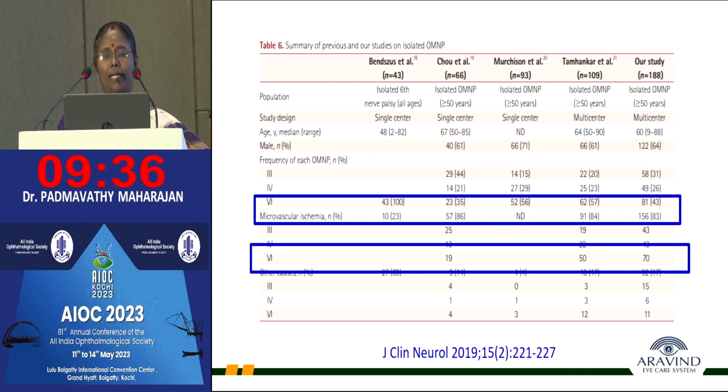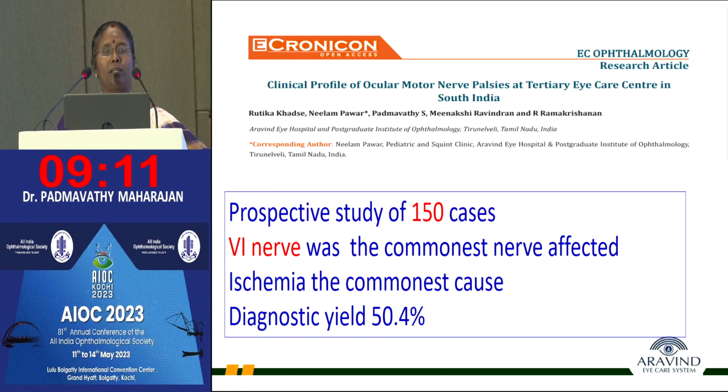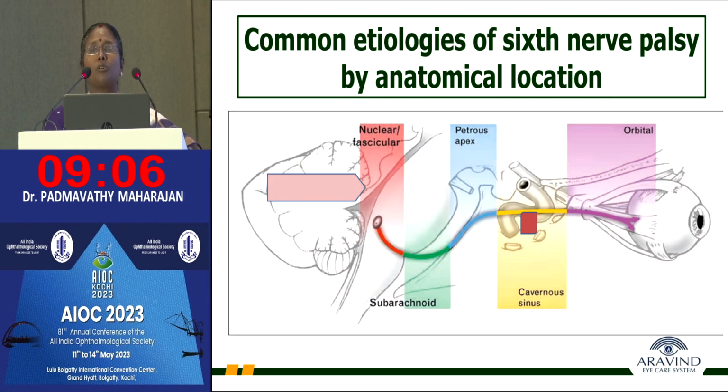This was a recent article regarding the epidemiology where multiple studies have been shown. This was published in the Journal of Clinical Neurology, and this study was a prospective study. If you see in all these cases, the sixth nerve palsy has a greater incidence, with microvascular ischemia being the commonest cause. This was a prospective study from our institute where we found that sixth nerve palsy was the commonest. The etiologies of sixth nerve palsy by anatomical location, if you have it at the nuclear or the fascicular level, could be due to infarction, tumor, or demyelination.